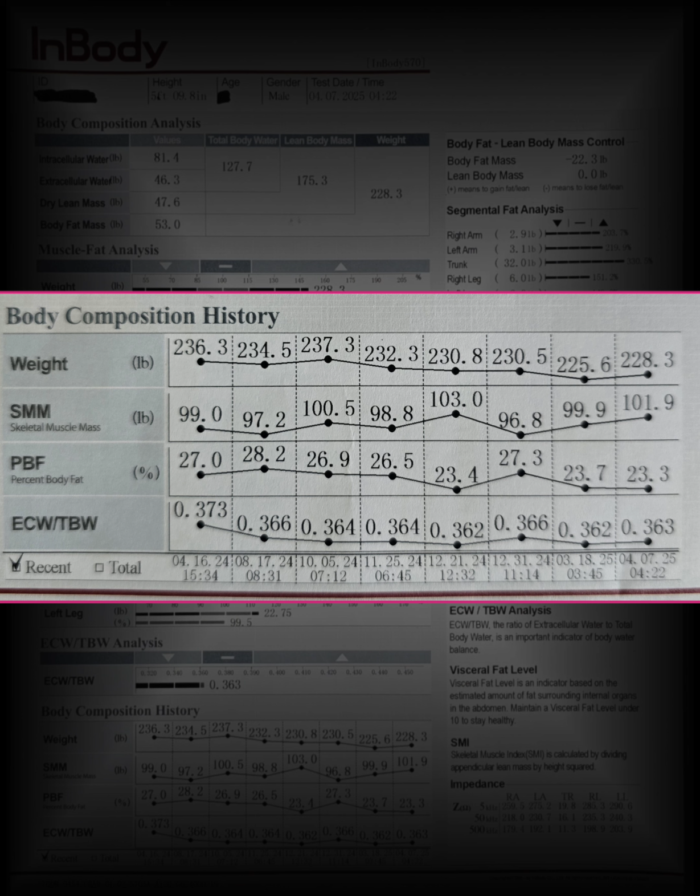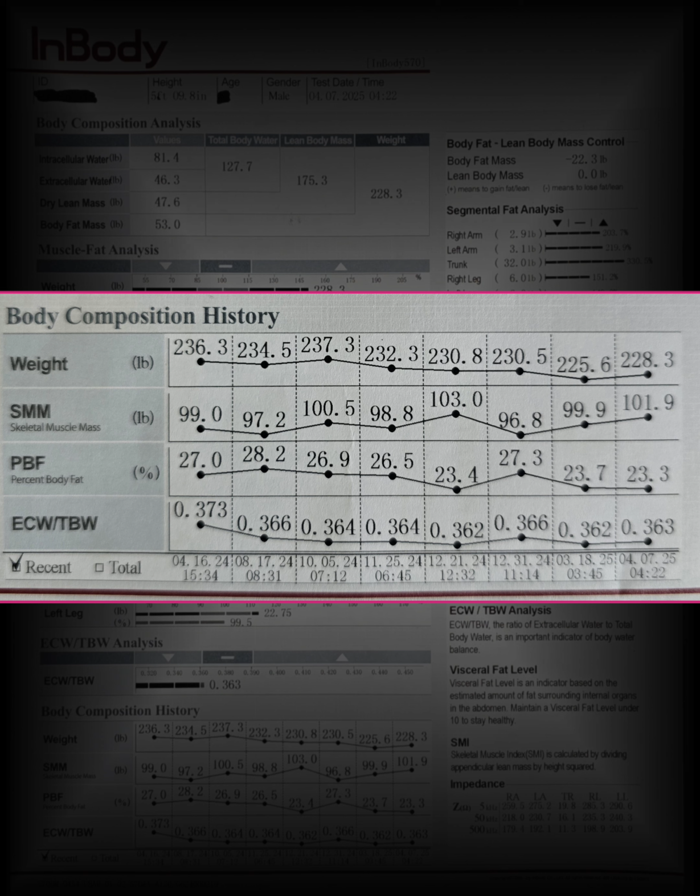For you trainers, analyze that ECW TBW ratio. If it's elevated, prioritize recovery, hydration, and reduce training intensity temporarily. Reassess nutrition. Ensure protein intake is sufficient. Avoid overly aggressive calorie deficits. Focus on resistance training. Incorporate progressive overload to stimulate muscle growth and retention. And finally, maintain consistency in your testing.